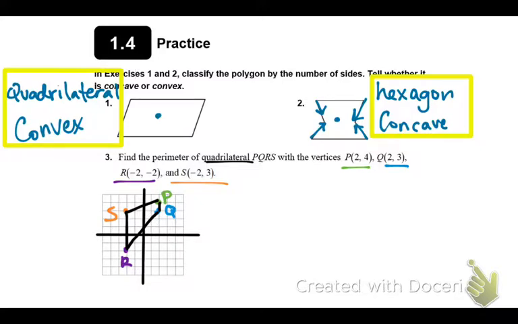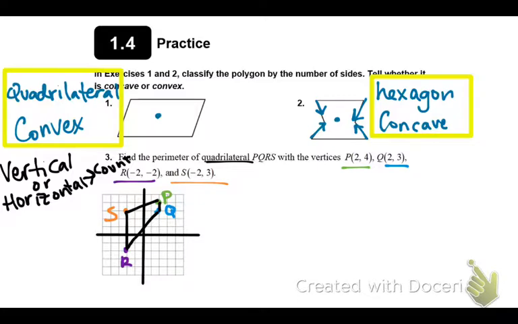But we can already figure out 2 of the sides, because what happens if a side is vertical? You can count the blocks. So if it's vertical or horizontal, you can just count. You could use the distance formula, but I don't think anybody wants to do that. So the length from S to R is 1, 2, 3, 4, 5. And then the length from P to Q is 1. The rest of them are diagonal. So whenever you have diagonal sides, what do you have to use? The distance formula. It's just not going to be pretty.